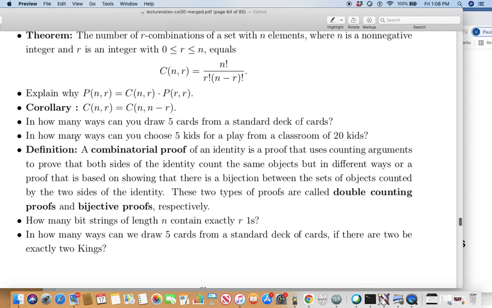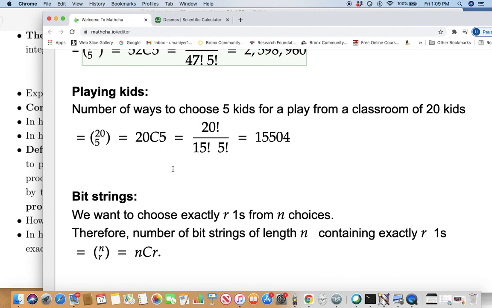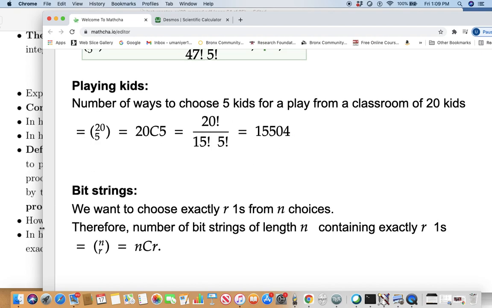Now, how many ways can you choose 5 kids to play from a classroom of 20 kids? So I'm not asking them to stand in line. So order does not matter. So I'm choosing 5 from 20. That's simply a combination. 20 choose 5. I get 15,504.